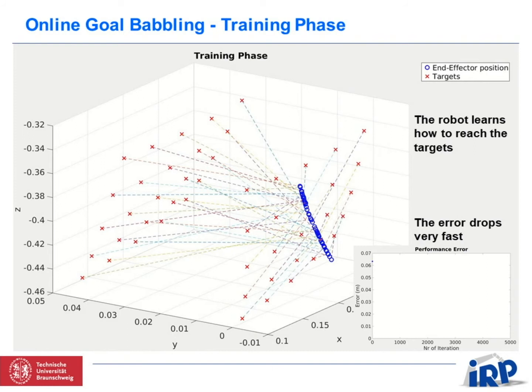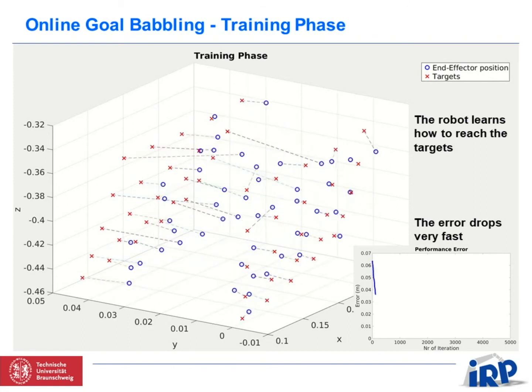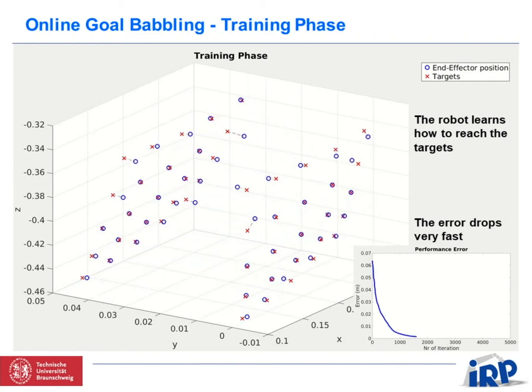The main plot shows the targets in task space indicated by red crosses and the evolution of end effector positions indicated by blue circles during the training phase. The second plot depicts the evolution of the task space training error, which drops very quickly during the first few iterations.